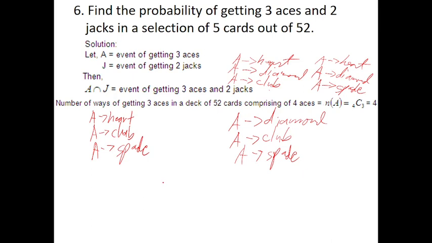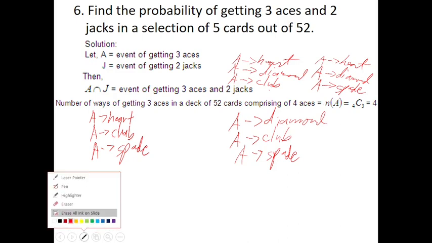Wala namang umulat, right? Okay? So, in case na may umulat, basta sa messenger natin, yung GC natin, mag-comment lang kayo para makorek ko. Okay? So, number of ways of getting 3 aces in a deck of 52 cards comprising of 4 aces, that is 4C3. Kaya 4. Kasi yun yung mga possibilities. Yung apat na yun.